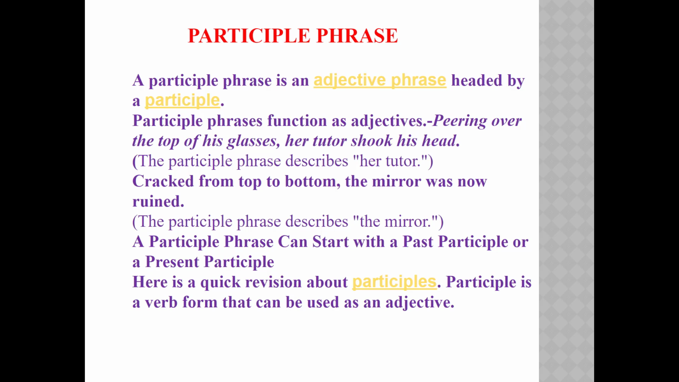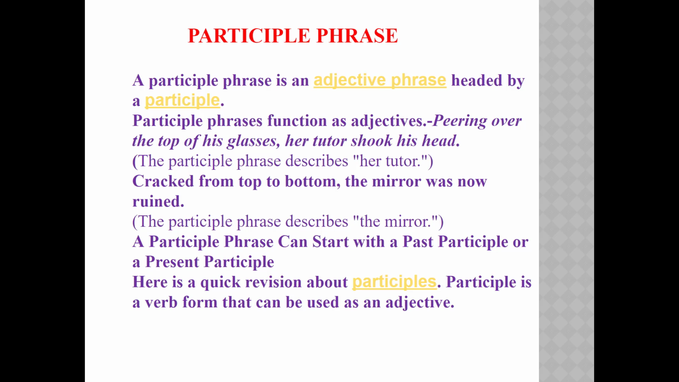Peering over the top of his glasses, her tutor shook his head. The participle phrase describes her tutor. Cracked from top to bottom, the mirror was now ruined. The participle phrase describes the mirror. A participle phrase can start with a past participle or a present participle.